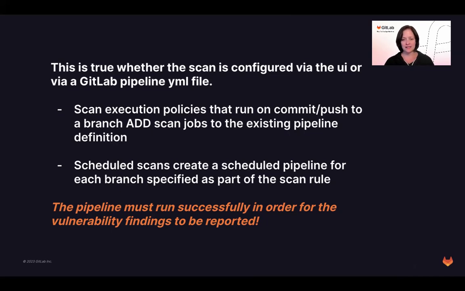They'll be added to the existing pipeline definition as those pipelines run. For example, when you're committing and pushing changes to a feature branch and you have a scan execution policy to run for feature branches, you will see the appropriate scans added to those jobs. Or if you have a compliance pipeline associated with the compliance framework for a project, that compliance pipeline will define which scans will run in which stages.